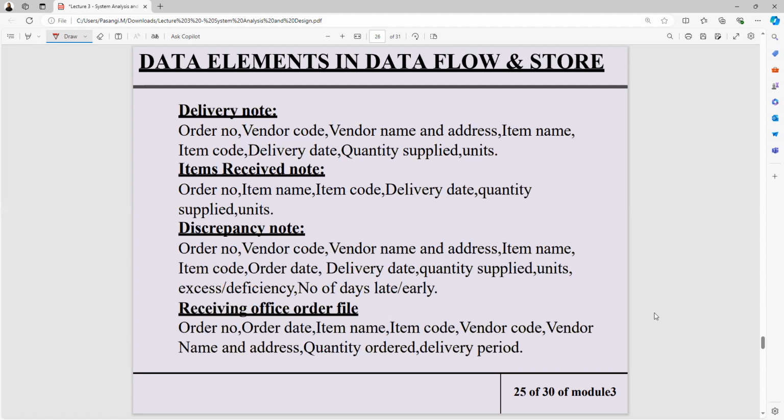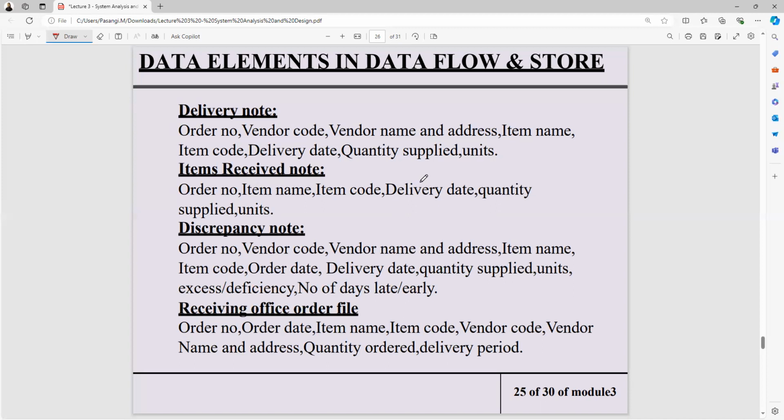Then we have the data elements in a data flow and store. The delivery note will consist of order number, vendor code, vendor name and address, item name, item code, delivery date, the quantity supplied, and also the units. And then the items received note will consist of the order number, item name, item code, delivery date, quantity supplied, and the units as well.